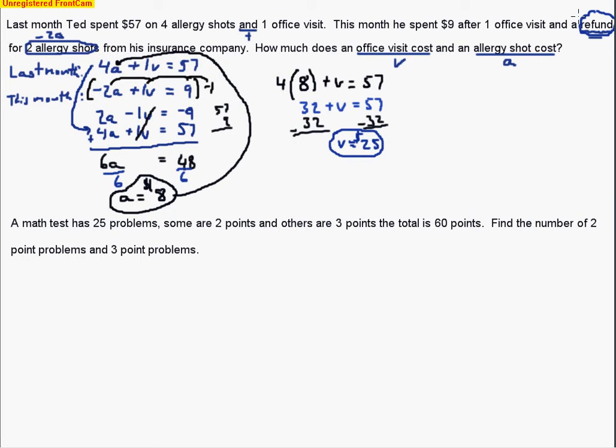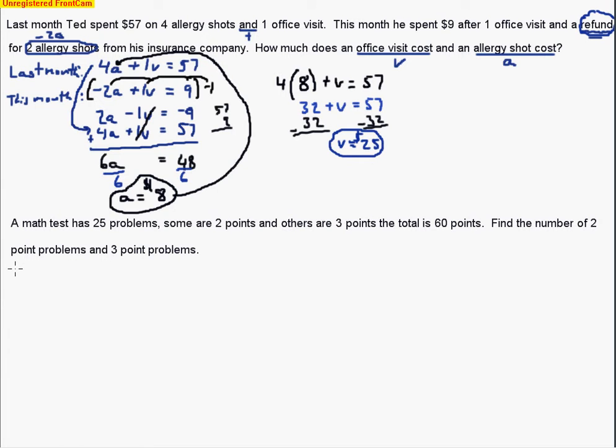Well, here's another example. This is similar to another problem you're going to end up seeing where here we have a quantity and a value equation. So let's read what it says. A math test has 25 problems. That's a quantity. Some are 2 points, others are 3 points. The total is 60 points. That's a value. Find the number of 2-point problems, find the number of 3-point problems.